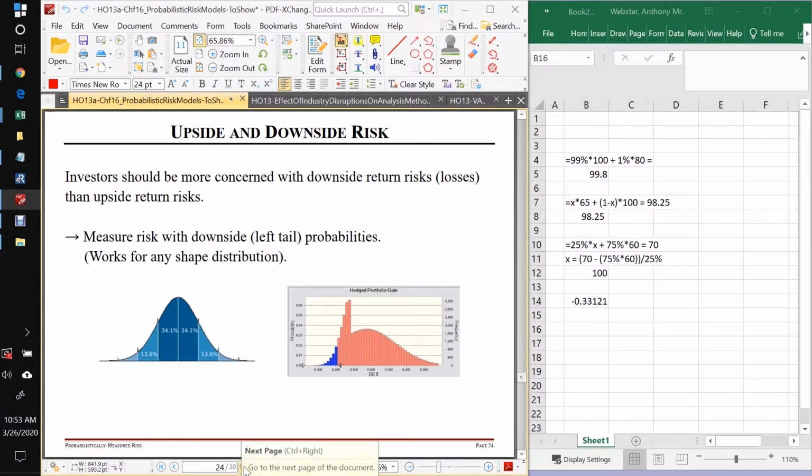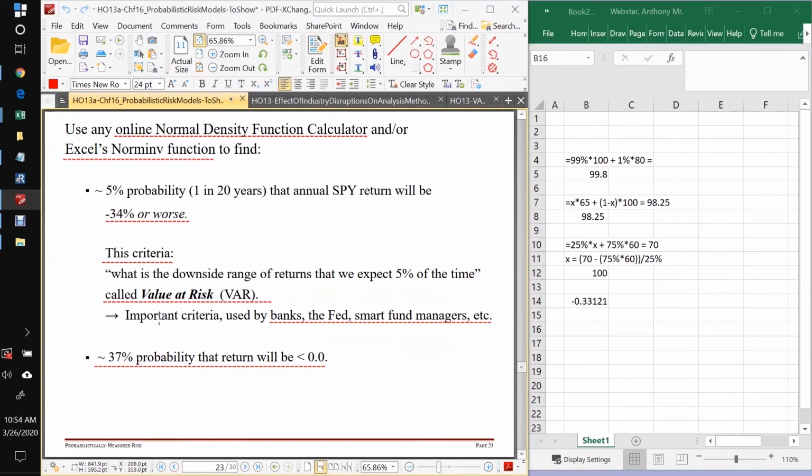So a couple more things to get to in this chapter. The next is upside versus downside risk. In general, investors should, of course, be more concerned with downside return risks, which are losses, okay, than upside return risks. And what we want to do to ensure that we're focused on downside return risks is try to, whenever we can, measure our risk with downside left tail probabilities, and that's going to be instead of standard deviation. We can use standard deviation to measure risk, but it's better to do this type of thing. Use something like value at risk.